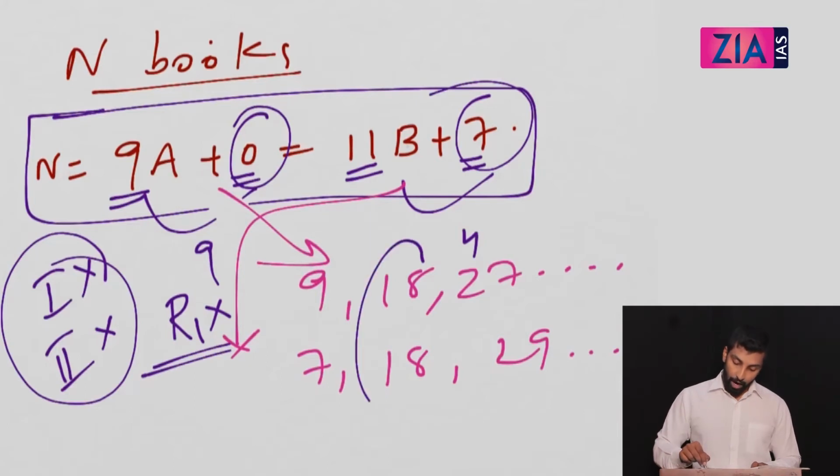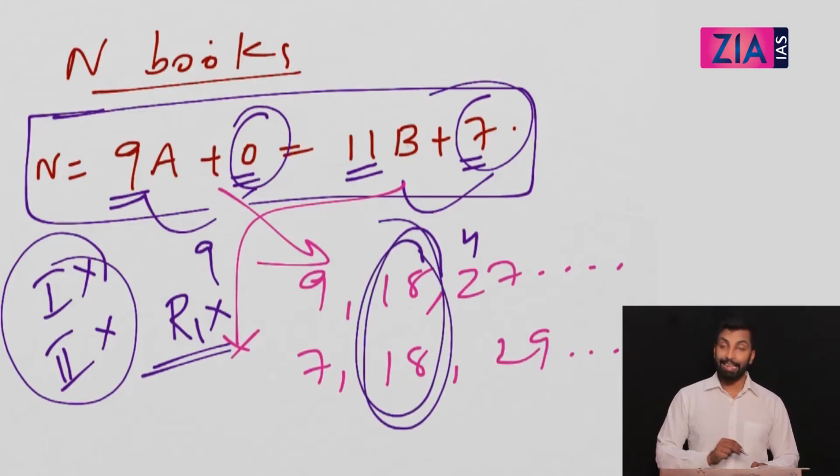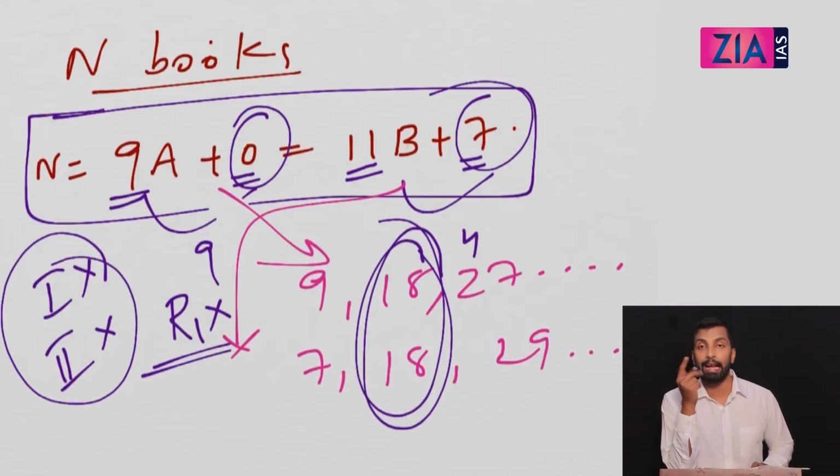But I got a common number here. So I got the common number 18. What does this mean? 18 is the first possible number which when divided by 9 leaves a remainder 0, which when divided by 11 leaves a remainder 7.